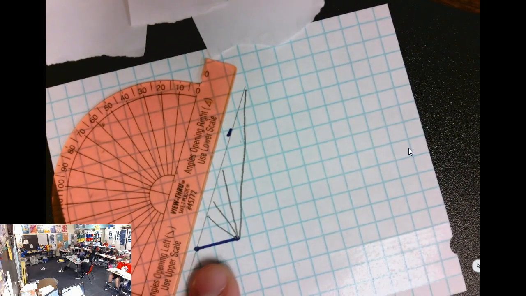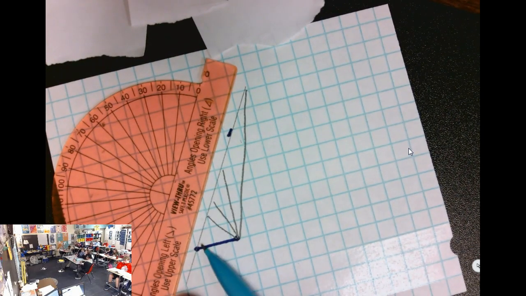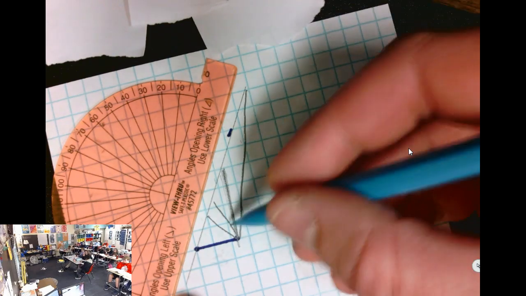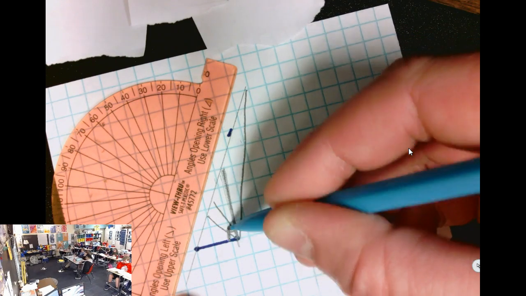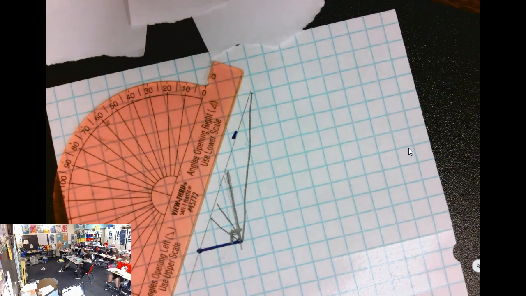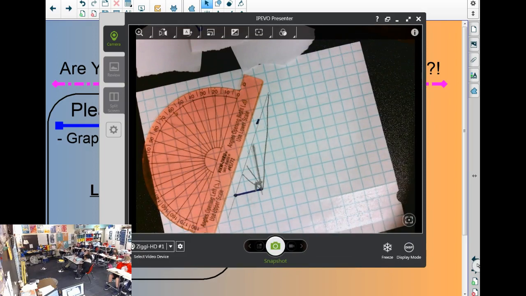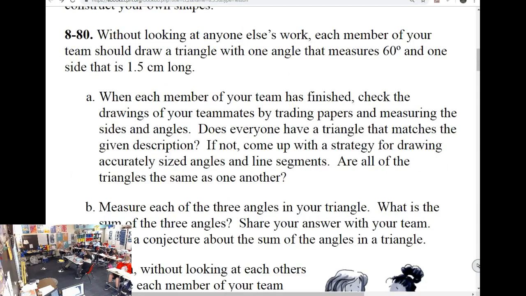Now, if they said make a right triangle that has a 1.5 edge and a 60-degree angle, my right triangle would be this one straight down, because this right angle here would have to be true. So if they gave us more instructions, we could do it. But with what we have right now, we're kind of stuck.